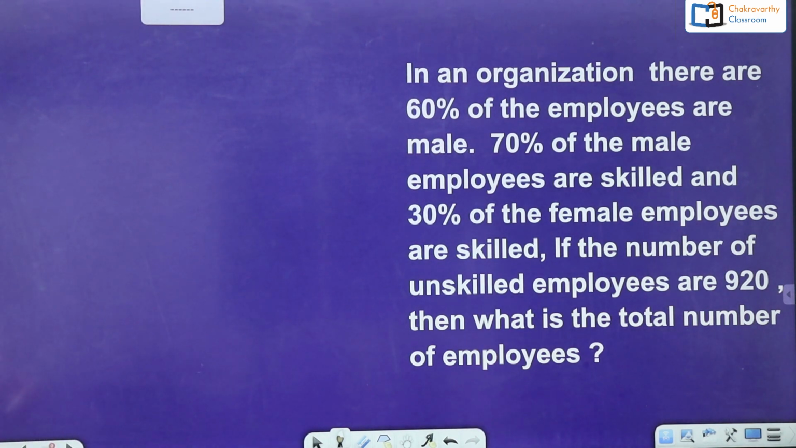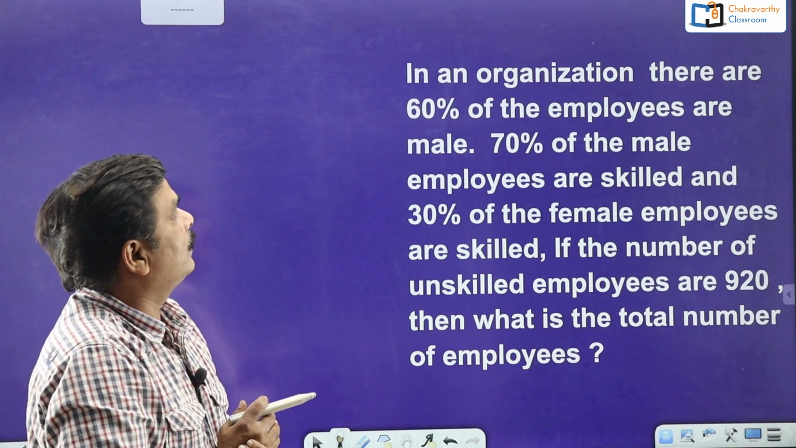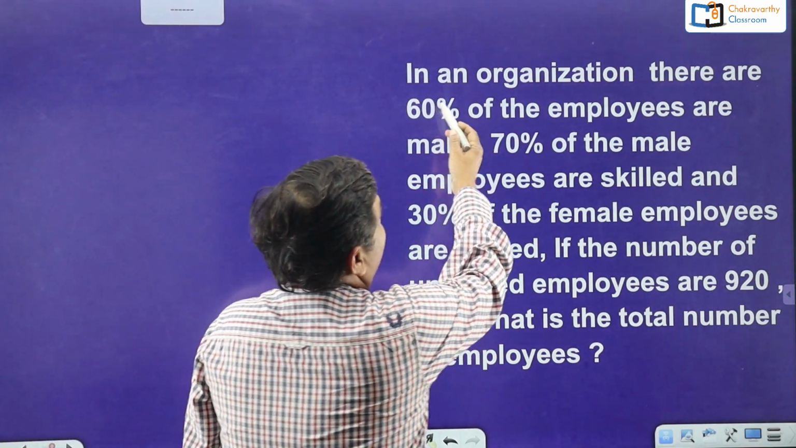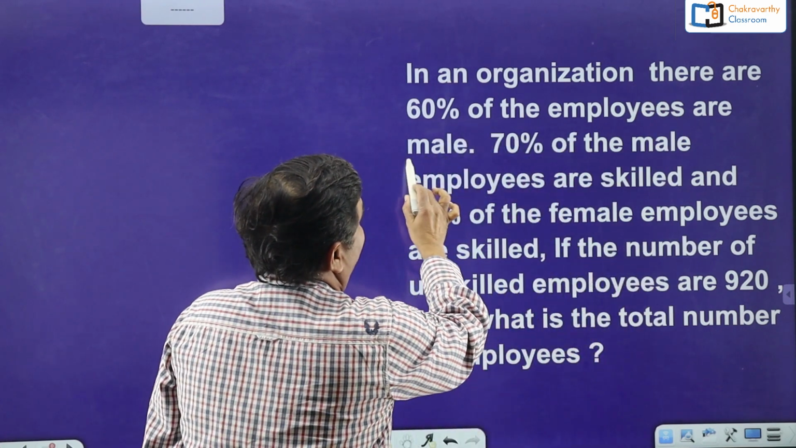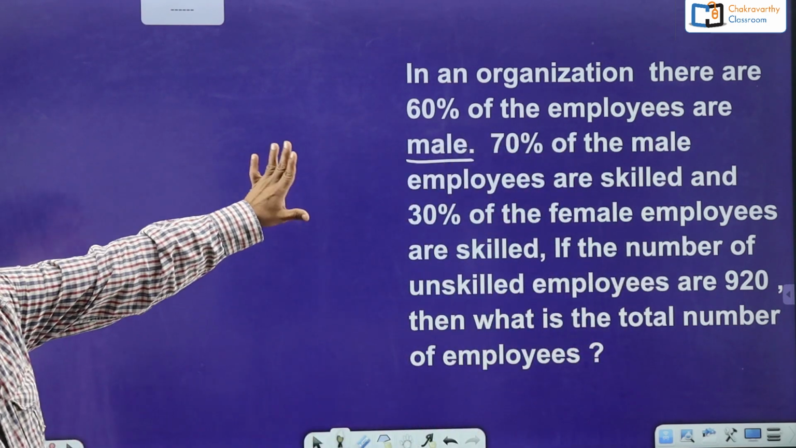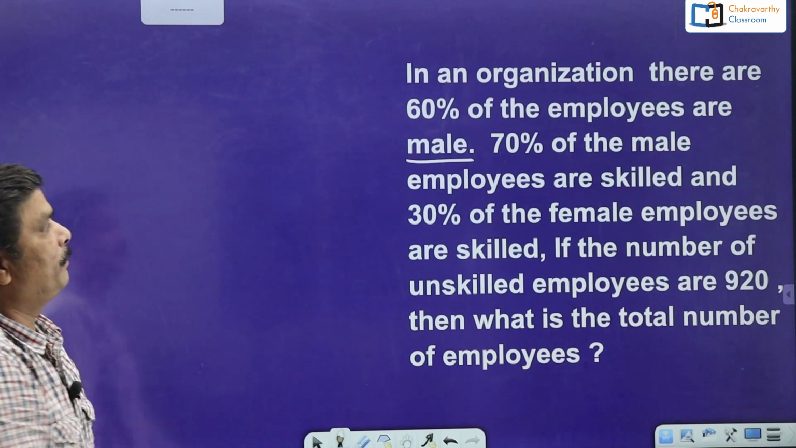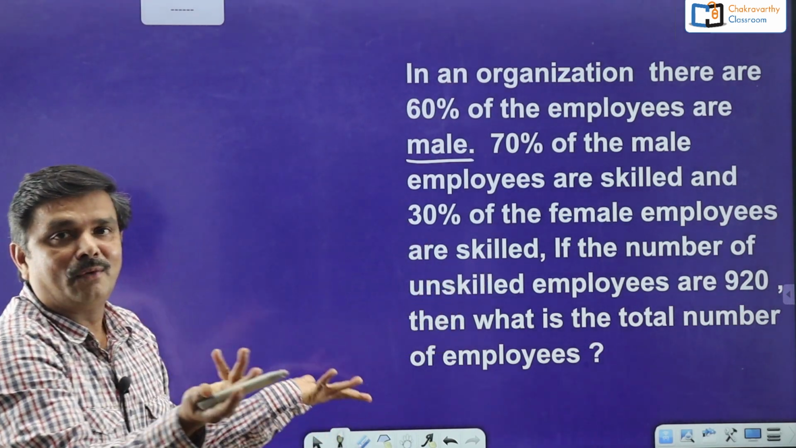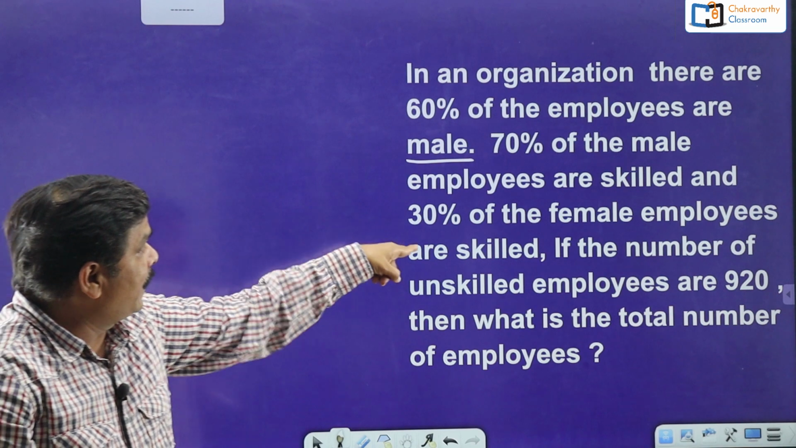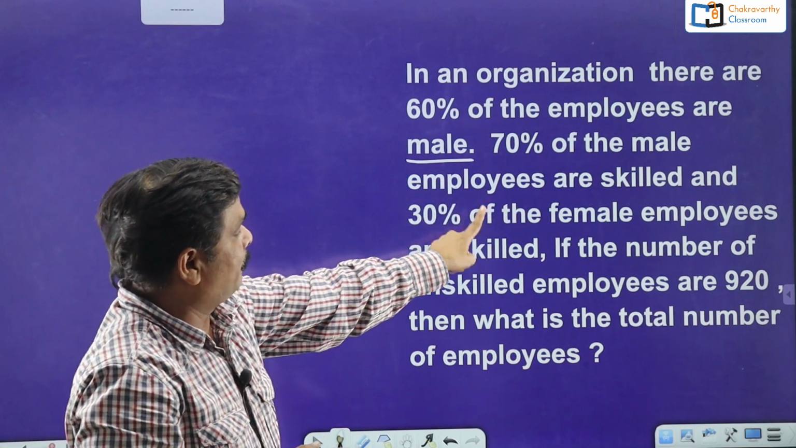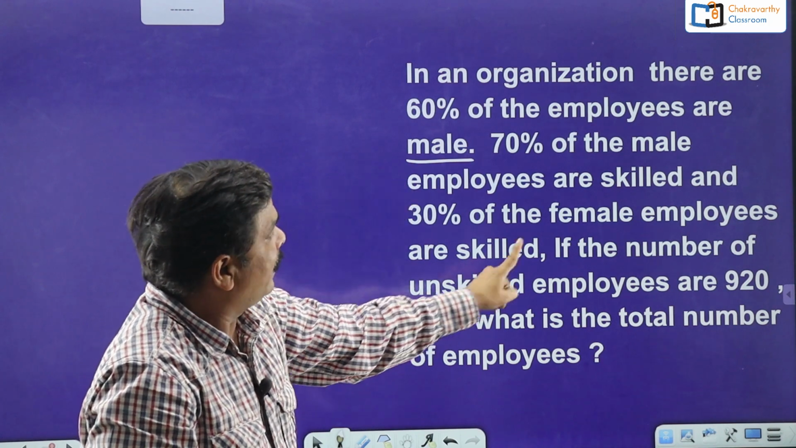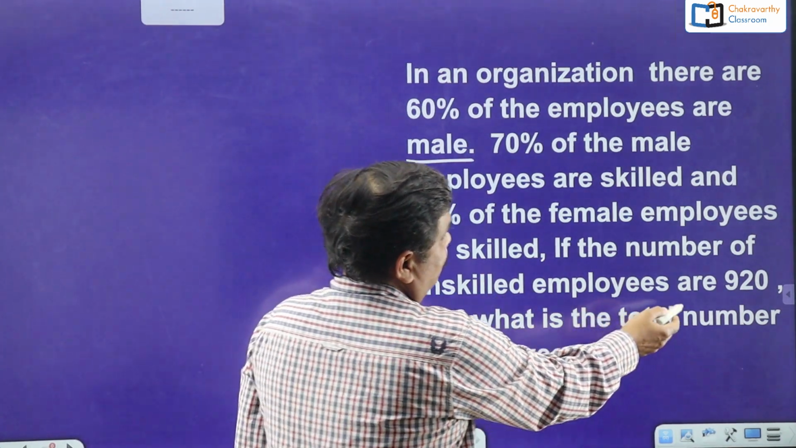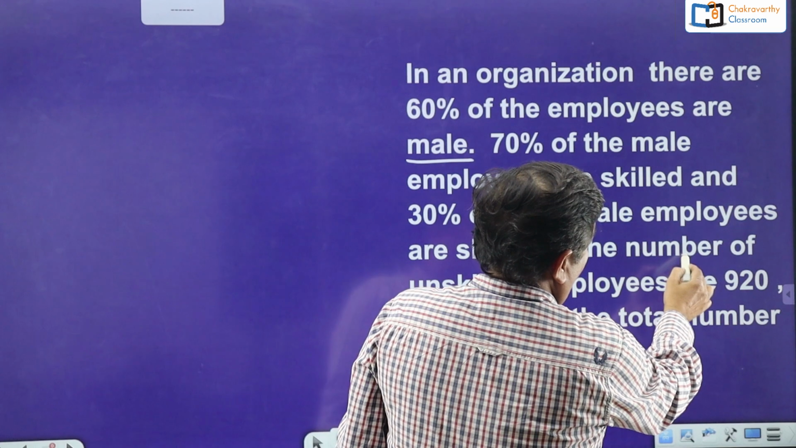This question, you see how they have given. In an organization, 60% of the employees are male. Take it in that way. In an organization, 60% of the employees are male. That means the remaining 40% are female. Then 70% of the male employees are skilled and 30% of the female employees are skilled.